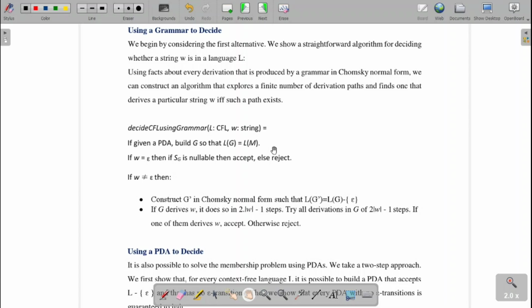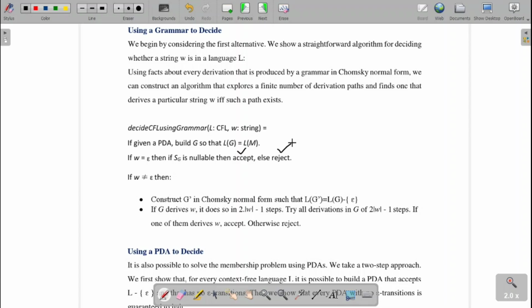Fine. The next one. If W equal to epsilon, means the string itself is epsilon, and if your grammar is nullable, nullable means what? With the starting symbol we are able to derive epsilon, then you can accept, or else it will be rejected. For the first case, if W equal to epsilon, W means what? A string. If a string is epsilon, and if the start state of the grammar is nullable, then we say that the given string is accepted or else it is rejected.